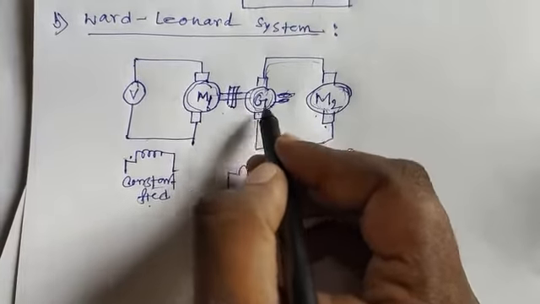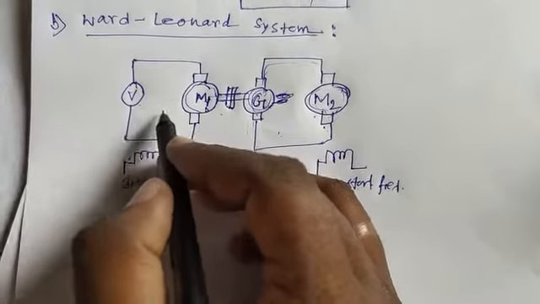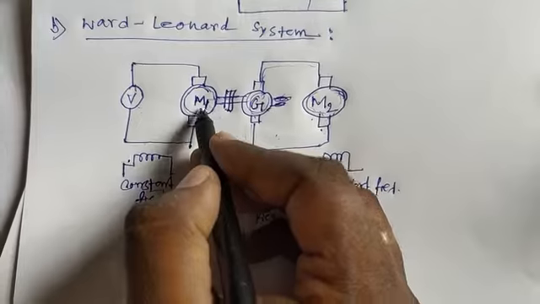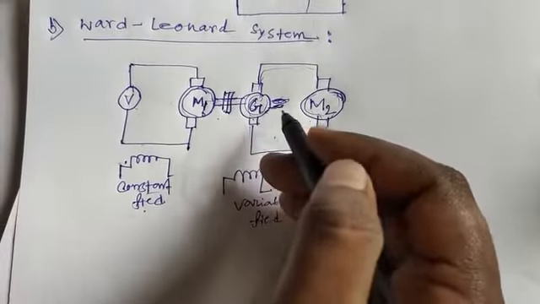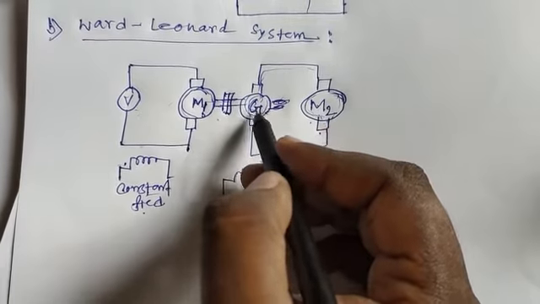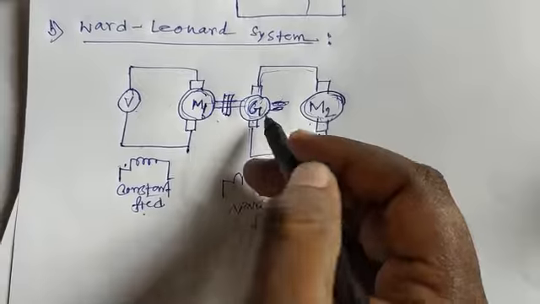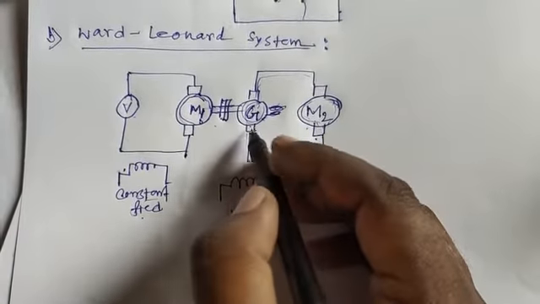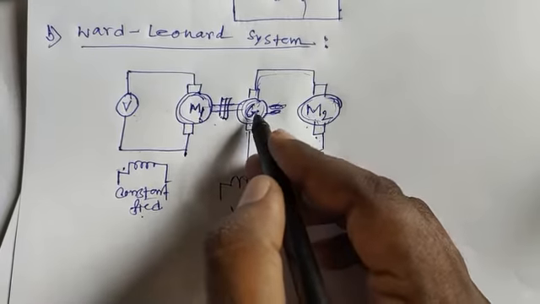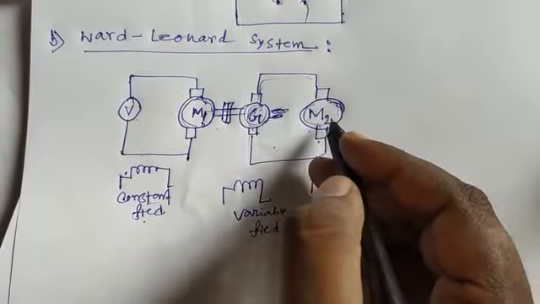Here is the generator, and here is the supply voltage V supplied to the motor M1. This motor is coupled to the generator G. The generator has a variable field, so it produces a varied supply from 0 to maximum. This varied supply controls the motor M2 and smoothly controls its speed.